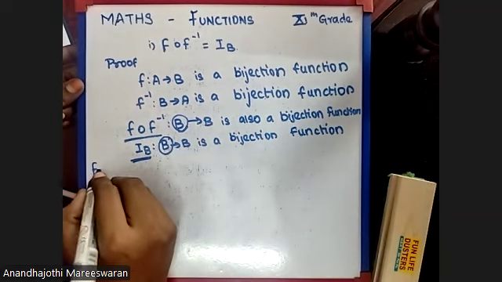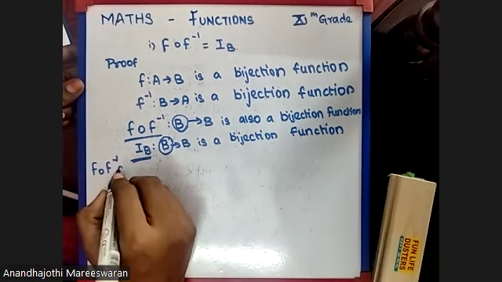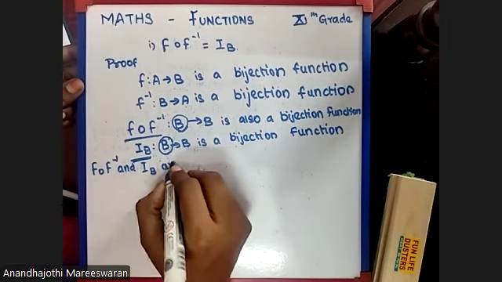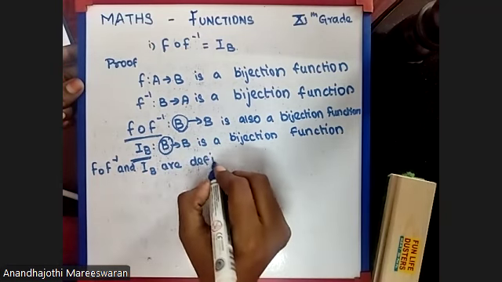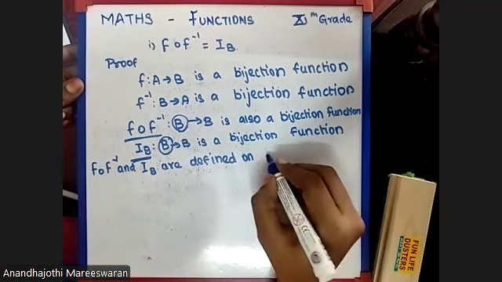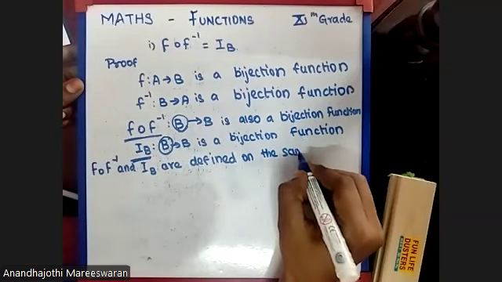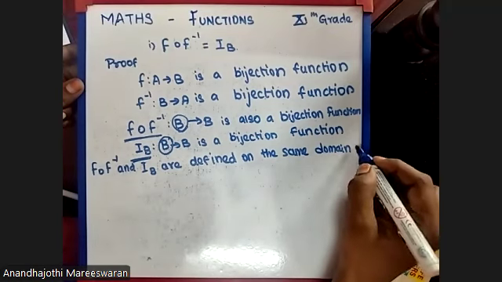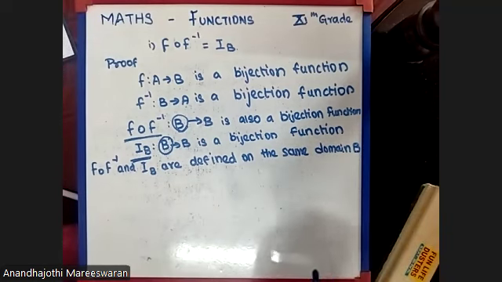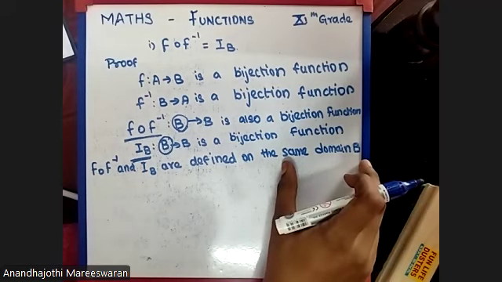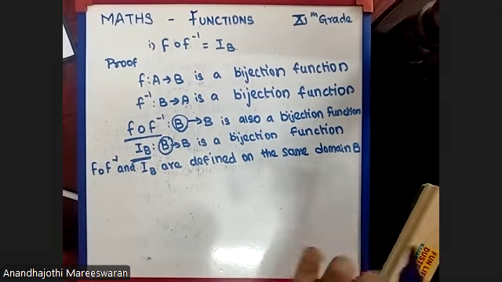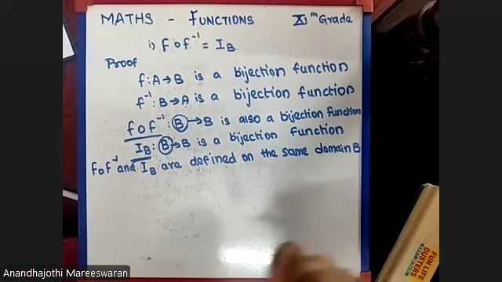So we can write it like this: f circle f inverse and I_B are defined on the same domain. Who is the domain? B. Right? Clear. So we proved that both of them are on the same domain. Kindly copy this, guys, because I'm going to rub this out and make it the next step.